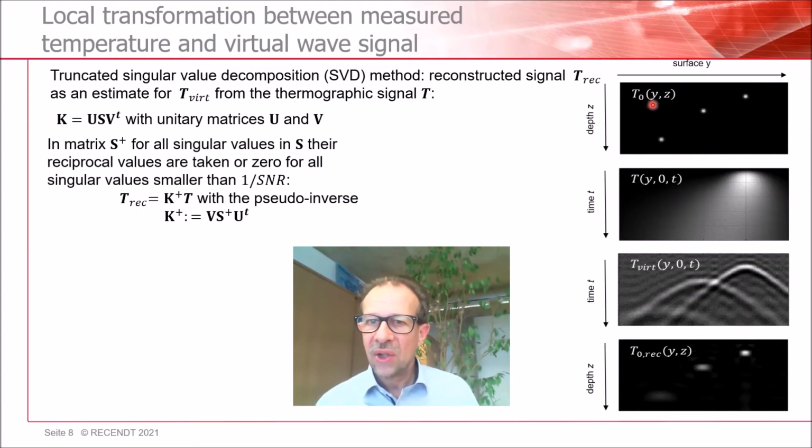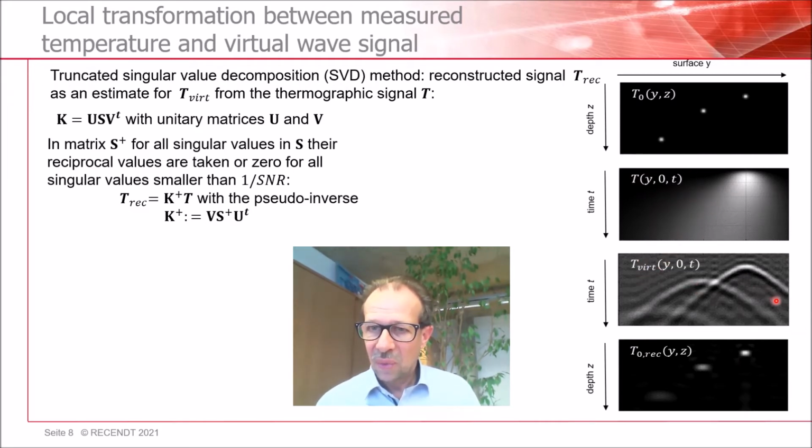You see here the T naught as a function of the depth and of the surface. It's a two-dimensional example. Then the surface temperature is measured as a function of time. You see from this heated spot the heat diffuses very fast to the surface and the amplitude is quite high. From this source it takes much longer and also the amplitude is rather low, and this temperature signal you can use to calculate locally the virtual wave.